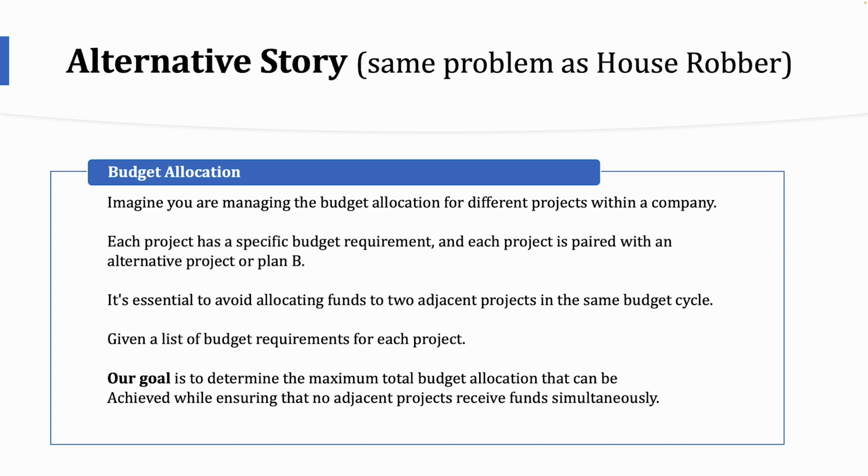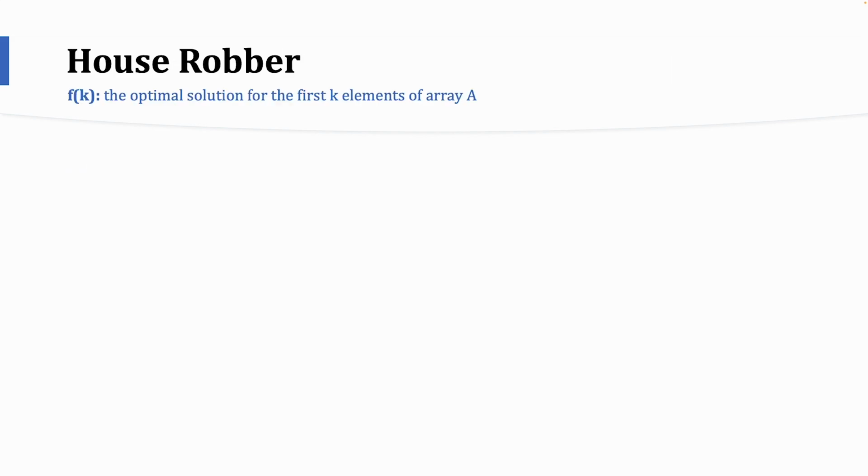Let's say you will be given a list of budget requirements for each project, and your goal is to determine the maximum or the minimum total budget allocation that can be achieved while ensuring that no adjacent project receives funds simultaneously. Okay, so this is pretty much the exact same problem we are solving here, right? But with a much more ethical framing. Anyway, this might sound a lot more practical, but let's get back to that house robber problem and see how we can actually solve it.